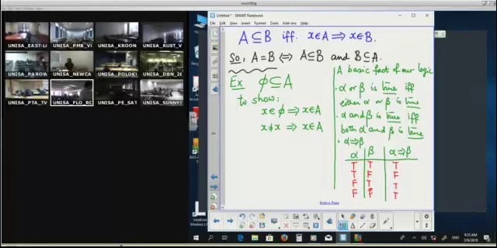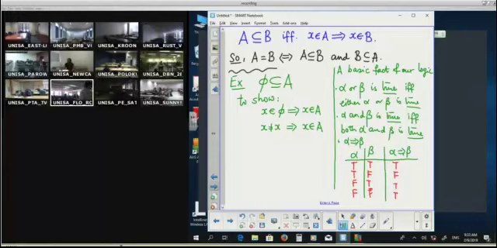See, the first two columns are quite simple, right? Alpha and beta can have only these four values as a pair, because alpha can be either true or false, and beta can be either true or false. Okay? Now I'm telling you what the truth value would be, in each of these cases, for the statement alpha implies beta.